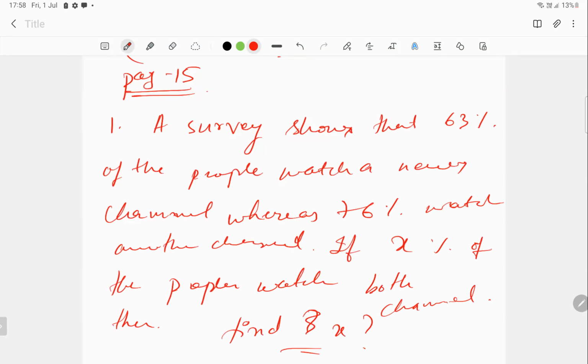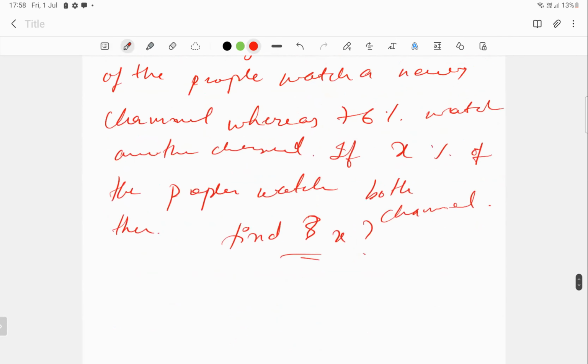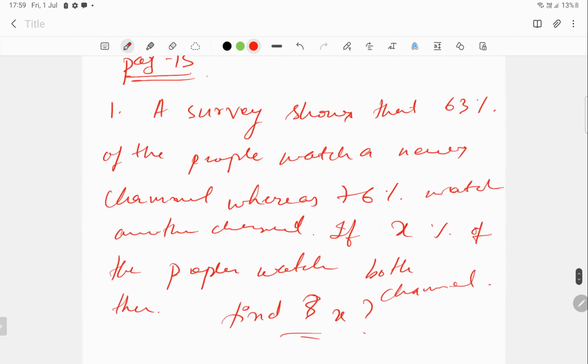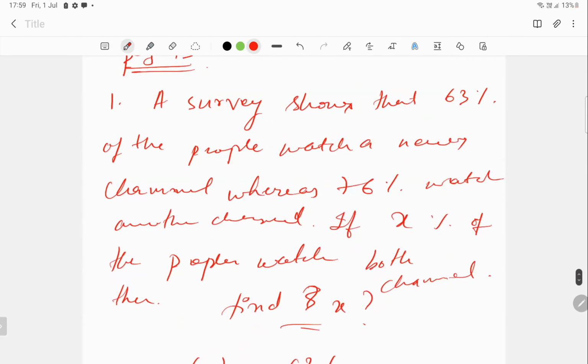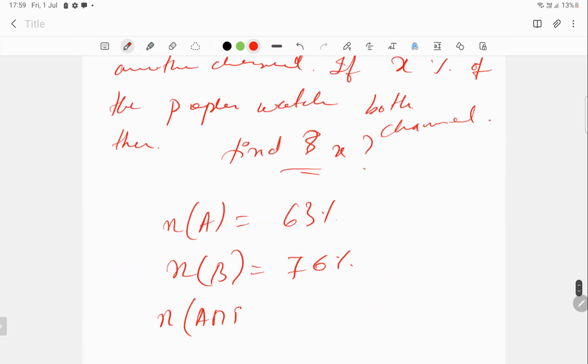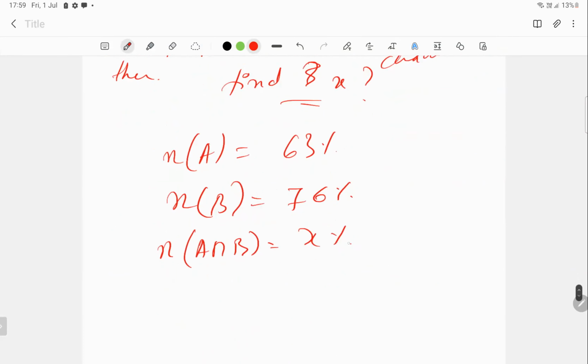So this is a question from page number 15, NCERT exemplar. So how do we solve this? We know set A, right? And A is given in the problem. That is 63%. And B is 76%. And A intersection B is also given, X percent. And we need to find X. These are given in the problem, right? So how do we solve this?